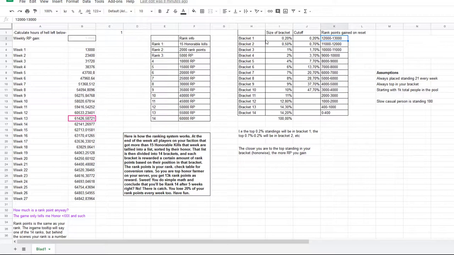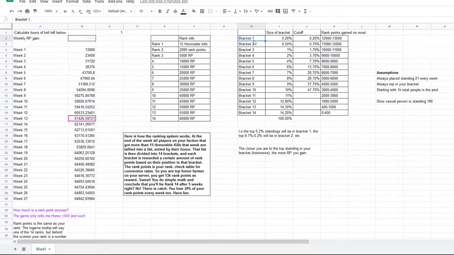But the way brackets work is it's a certain percentage of the total PvPers. So 0.2% of the total PvPers get bracket 1. They gain from 12,000 to 13,000 rank points. What rank points are is the actual rank. So honor doesn't actually directly impact your actual rank. That's a common misconception. The reason that it impacts it is because the amount of honor you have is what puts you in the brackets.